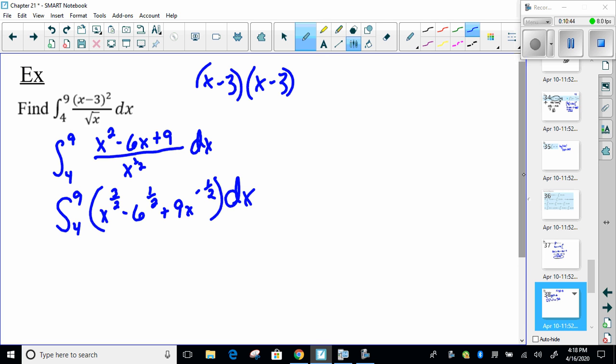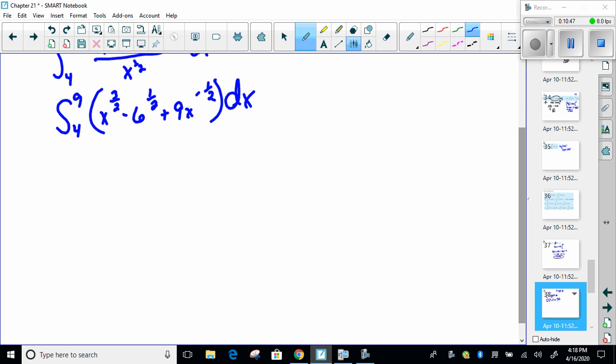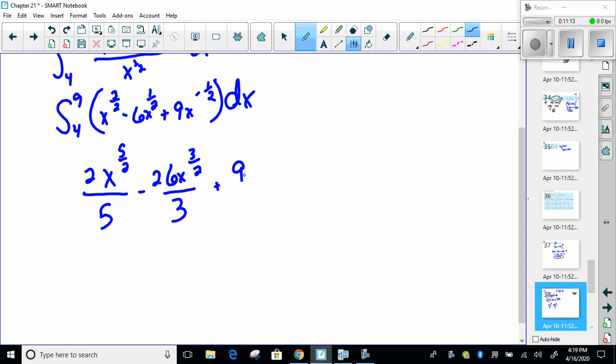So now we have to anti-differentiate this. So kind of ugly with the fractions, but totally doable. Add 1, so x goes to the 5/2, which means you have to multiply by 2/5. Minus, oh, I lost my x on 6. So minus 6x to the 3/2, which means we have to multiply by 2/3. And then plus 9x to the 1/2, which means we have to multiply this by 2. And that's going from 4 to 9.